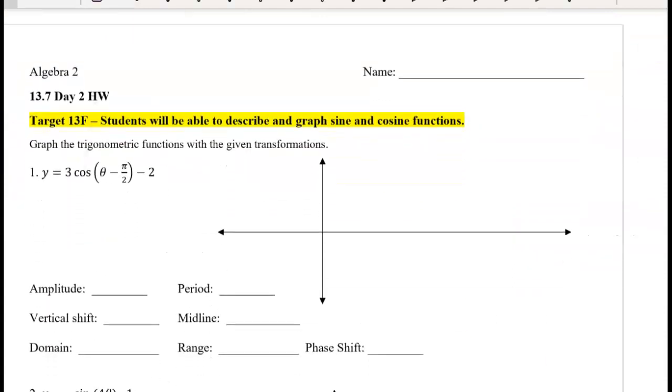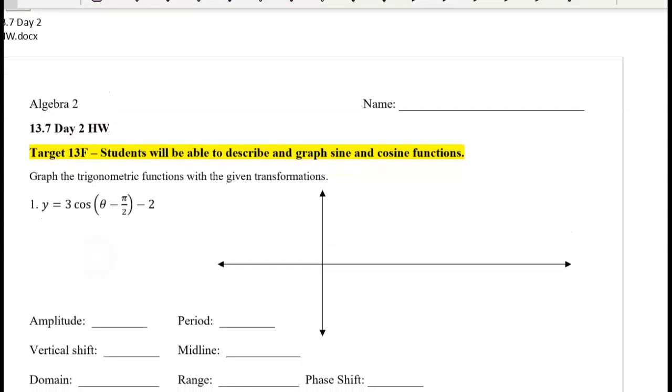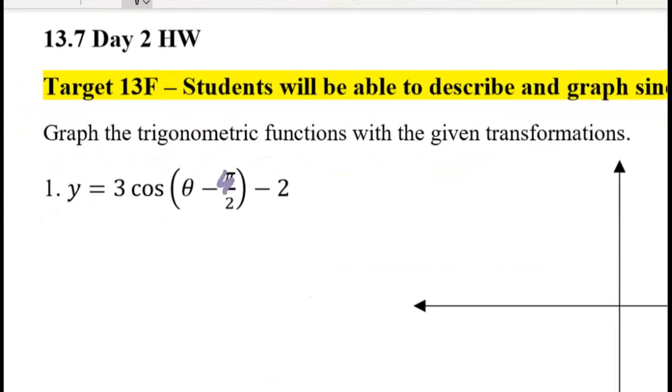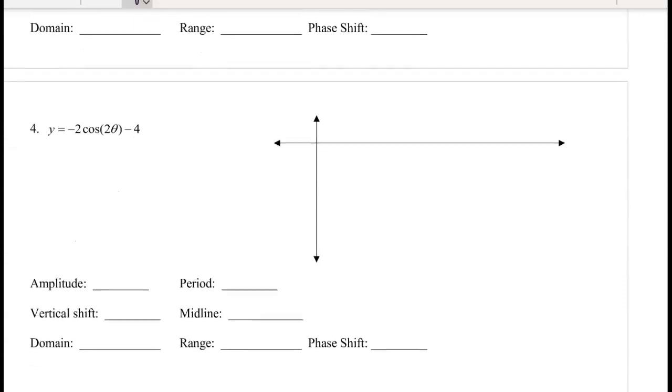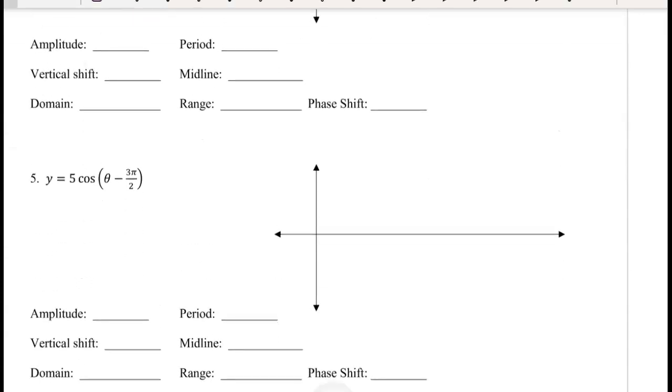So let me take a look at your day 2 homework. All right, you've got a couple of questions with phase shifts. You can go ahead and change your radians into degrees to make it a little easier. So we'll move to the right 90 degrees here. Here. To the right 270 degrees.